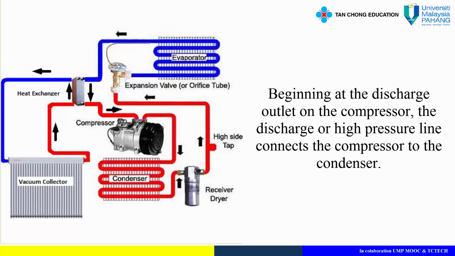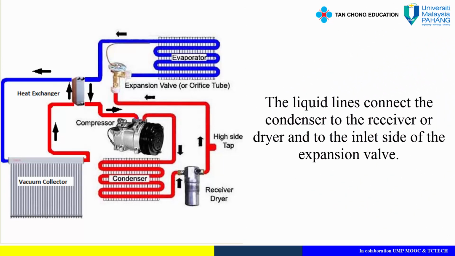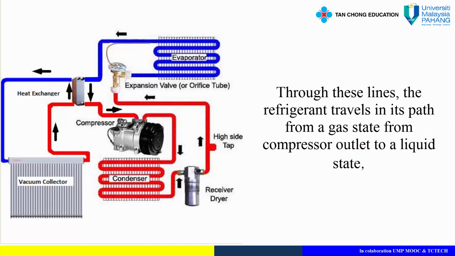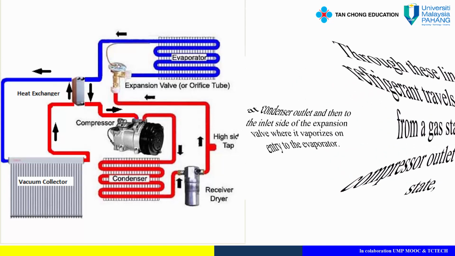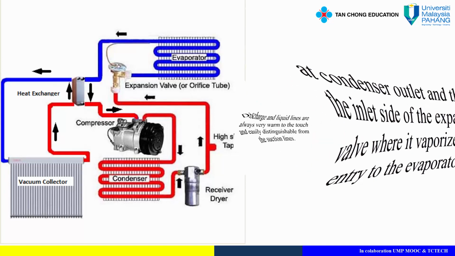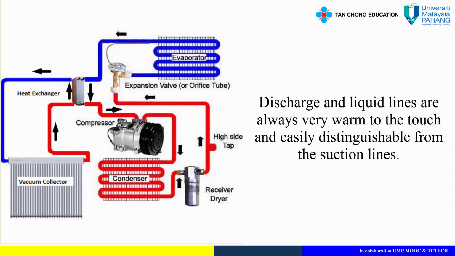Beginning at the discharge outlet on the compressor, the discharge, or high-pressure line, connects the compressor to the condenser. The liquid lines connect the condenser to the receiver, or dryer, and to the inlet side of the expansion valve. Through these lines, the refrigerant travels in its path from a gas state, from compressor outlet, to a liquid state, at condenser outlet, and then to the inlet side of the expansion valve, where it vaporizes on entry to the evaporator. Discharge and liquid lines are always very warm to the touch, and easily distinguishable from the suction lines.